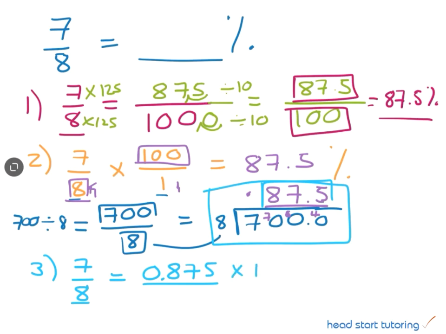Then we just need to convert our decimal into a percentage, and we do that by multiplying by 100. So for any decimal multiplied by 100, we go from the decimal point 1, 2 places to the right, and that is because we are multiplying by 100, which has 2 zeros. So 0.875 multiplied by 100 is again 87.5, and that is our percentage. So as you can see, for the first method, the second method, and the third method, we end up with an answer of 87.5%. So 7/8 as a percentage is equal to 87.5.